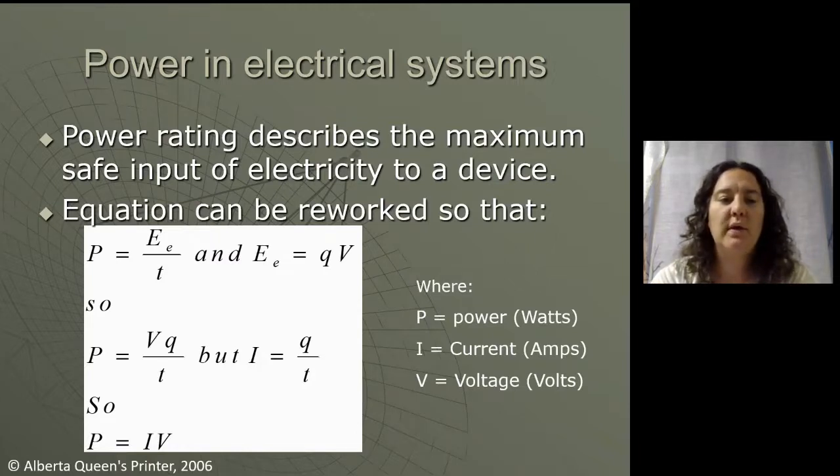So, we can work through several equations and at the end get power is equal to current multiplied by voltage. So, power in watts is measured by multiplying the current and the voltage.